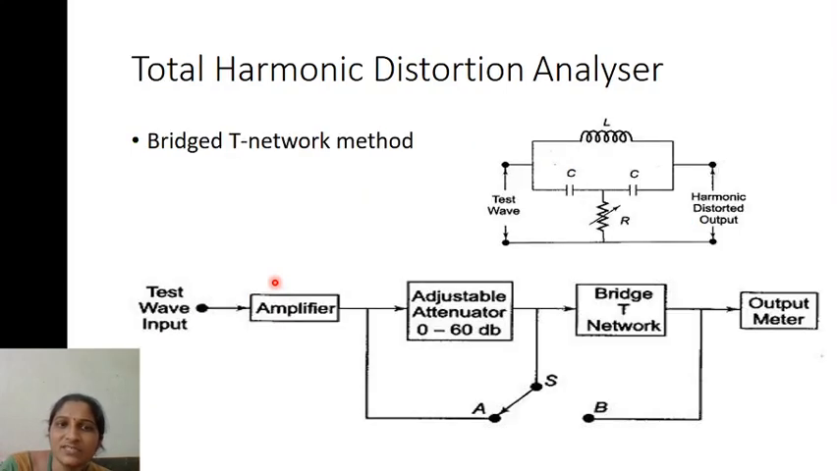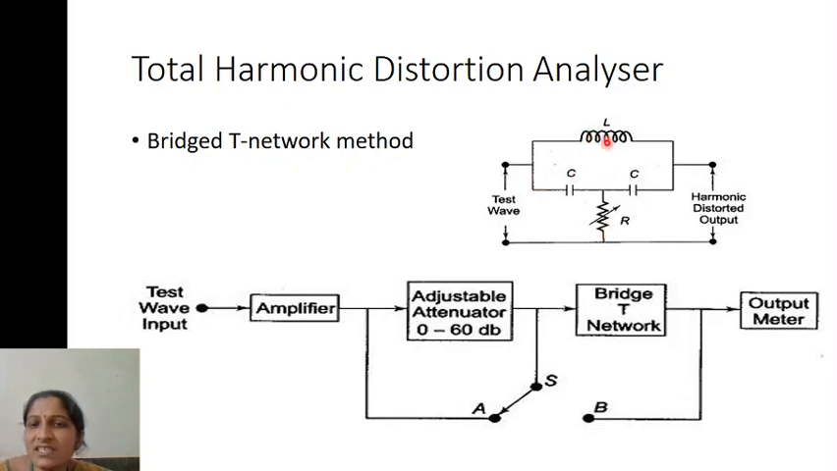Okay, now we shall discuss the total harmonic distortion analyzer. It consists of several methods. Now we are going to discuss the bridge T network method, by which you can measure the total harmonic distortion. In this bridge T network method, you have a T network. This is the T network which we are considering.